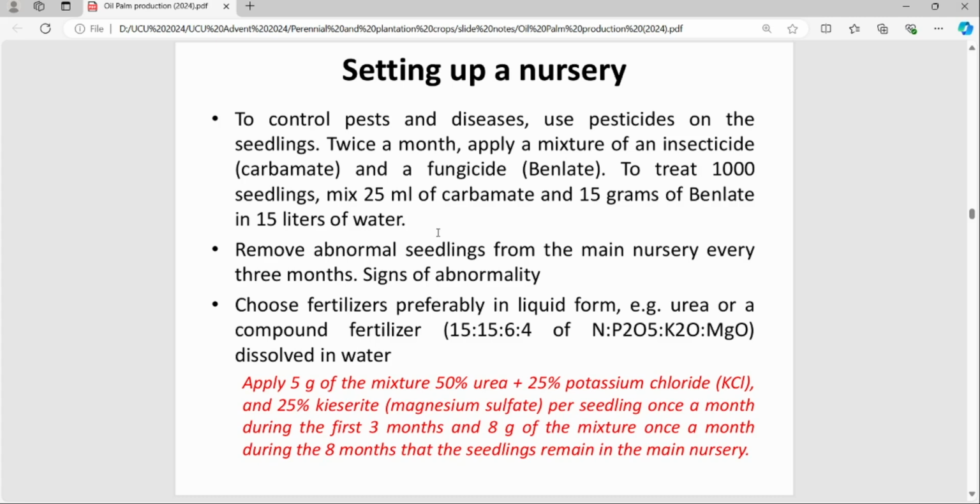Now it is recommended that you use liquid based fertilizers or you dissolve compound fertilizers in water to ease application. It is recommended that in the first 3 months you provide 5 grams per seedling of a mixture of urea, 50% urea, 25% potassium chloride, and 25% magnesium sulfate. And then after 3 months, until the time you transplant the seedling, you're supposed to apply 8 grams of the same mixture.